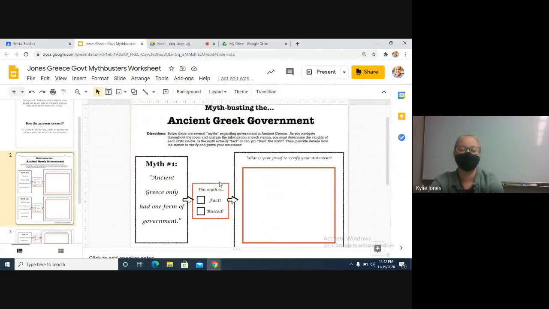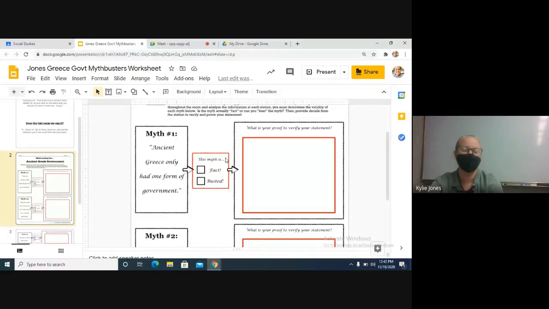What do you guys think? Do you think there's one form of government or multiple? Why do you think there's multiple? Alex? You got 2 minutes. Go. Charlie, you said you think that it's busted and that there's multiple forms of government. Why? Because one form of government is the king and one is the people that were elected.